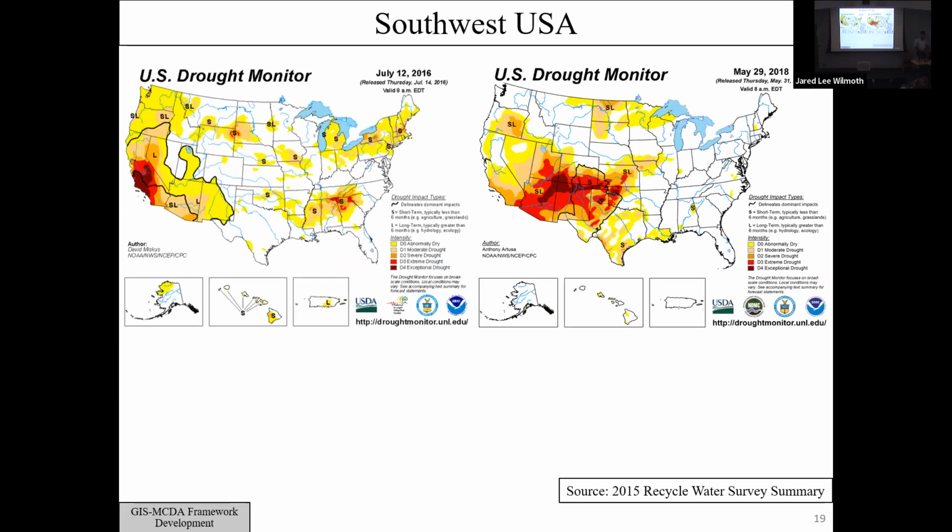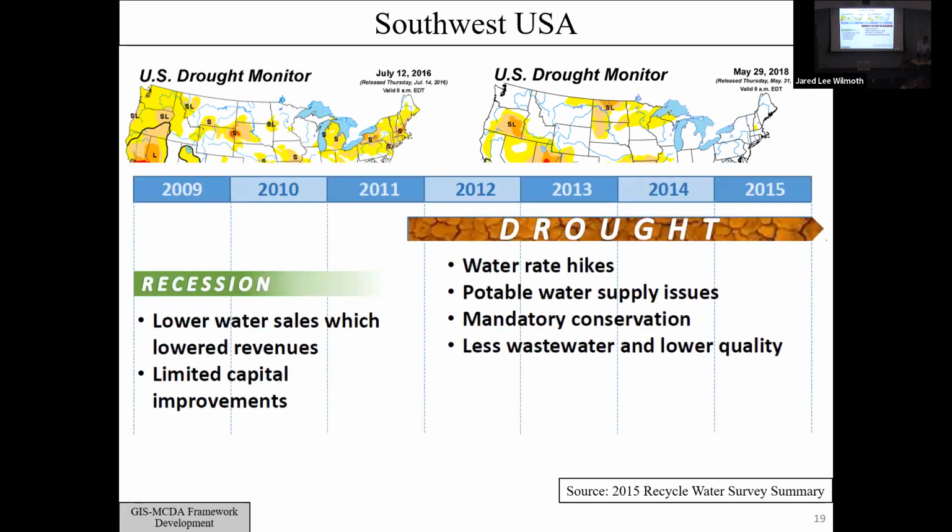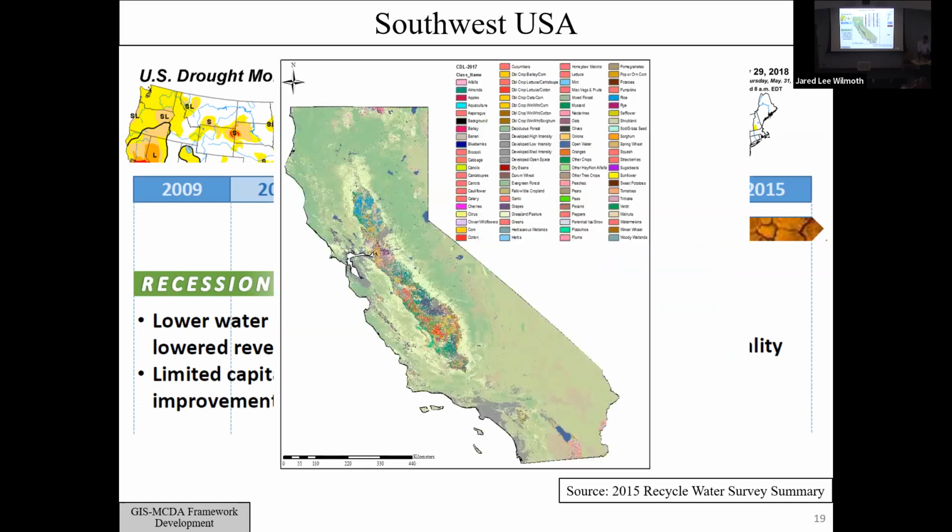I'm sure you have heard about the drought in California for the past few years. California has been facing droughts in many years in the past 15 to 20 years. And the agricultural sector in California is impacted because of those prolonged droughts in the state. And these are some of the maps from the drought monitoring website. And there are some consequences of that drought: water supply issues, mandatory conservations, less wastewater flow, lower quality, and water rate hikes.